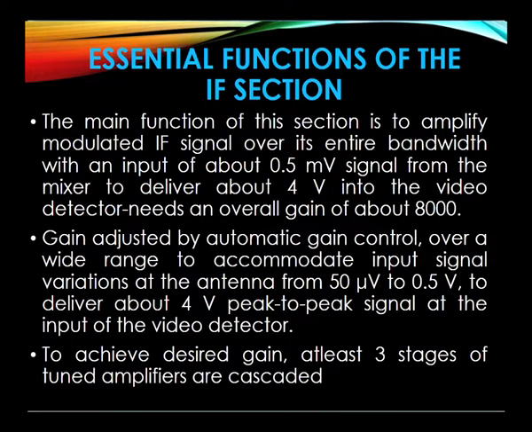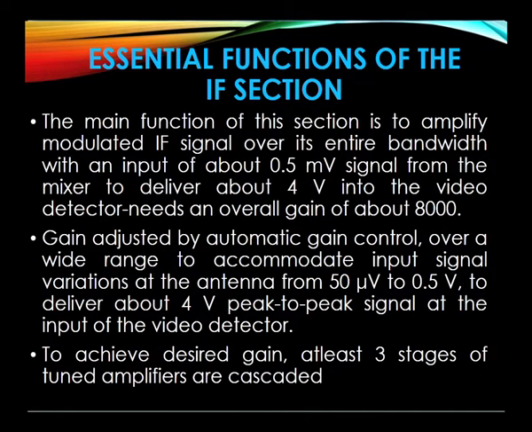So, the gain is adjusted by automatic gain control, AGC, over a wide range to accommodate input signal variation at the antenna from 50 microvolt to 0.5 volt, to deliver about 4 volt peak to peak signal at the input of the video detector. So, we need to adjust the gain to get this output, which will be helpful for us in the further process. To achieve the desired gain, there should be at least, this is the minimum requirement, 3 stages of tuned amplifier in a cascaded manner.